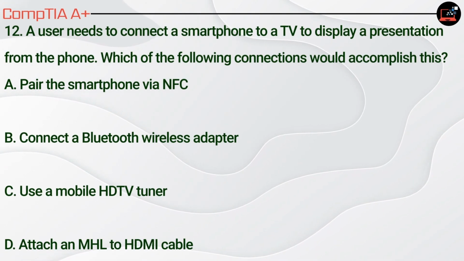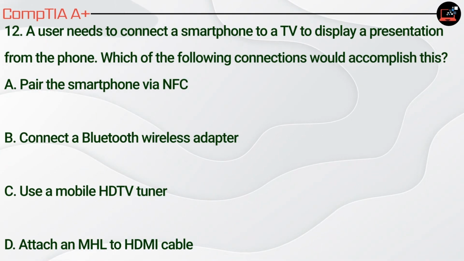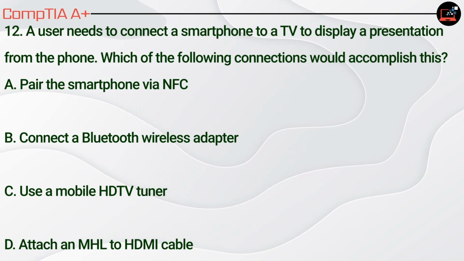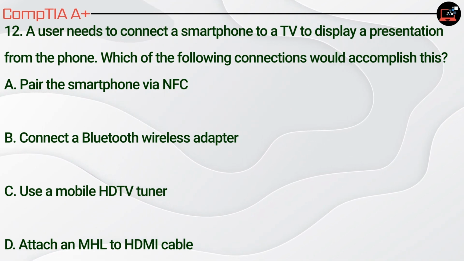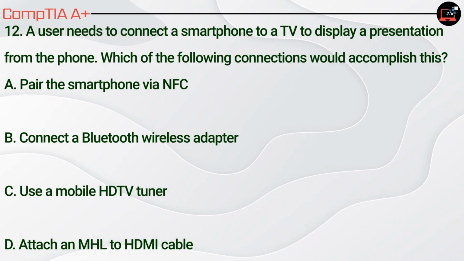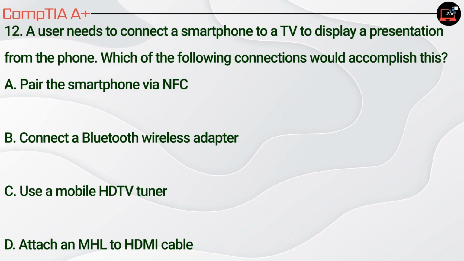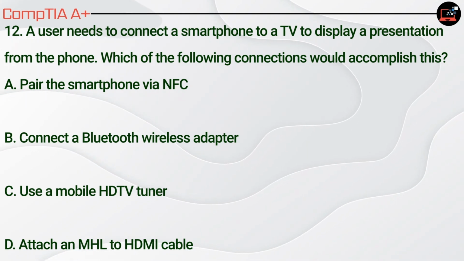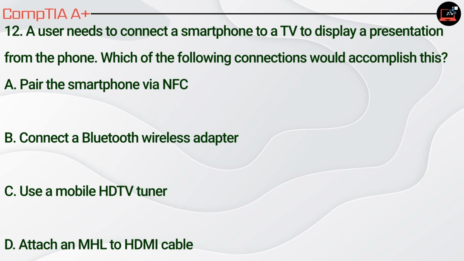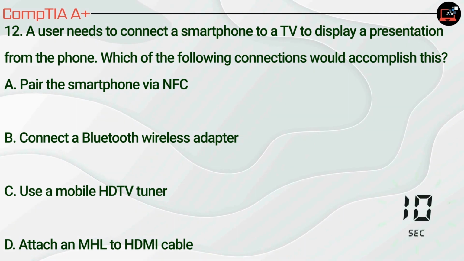A user needs to connect a smartphone to a TV to display a presentation from the phone. Which of the following connections would accomplish this? A. Pair the smartphone via NFC. B. Connect a Bluetooth wireless adapter. C. Use a mobile HDTV tuner. D. Attach an MHL to HDMI cable.